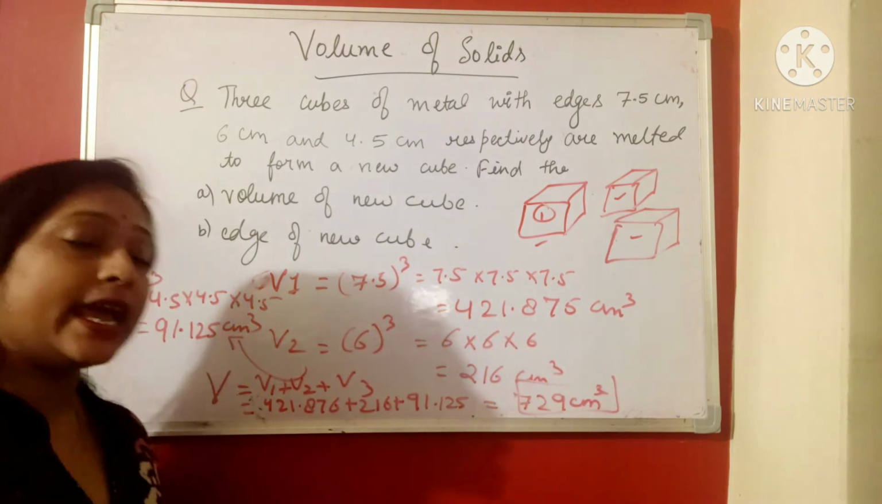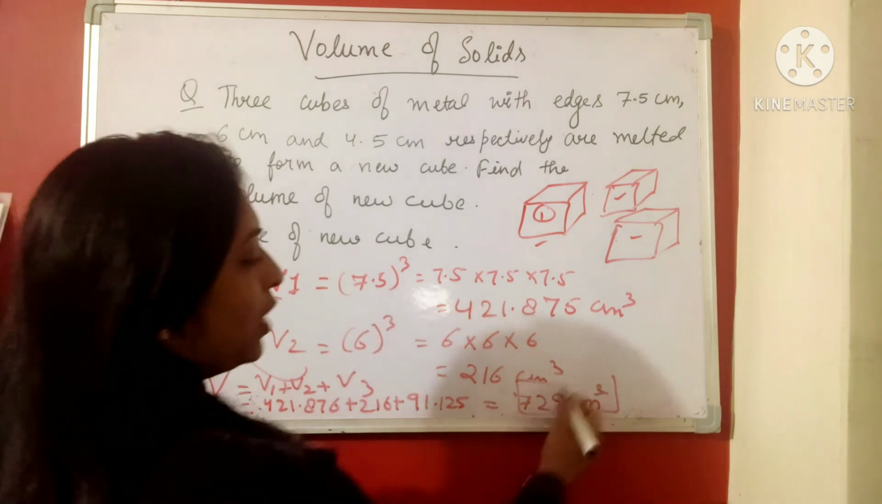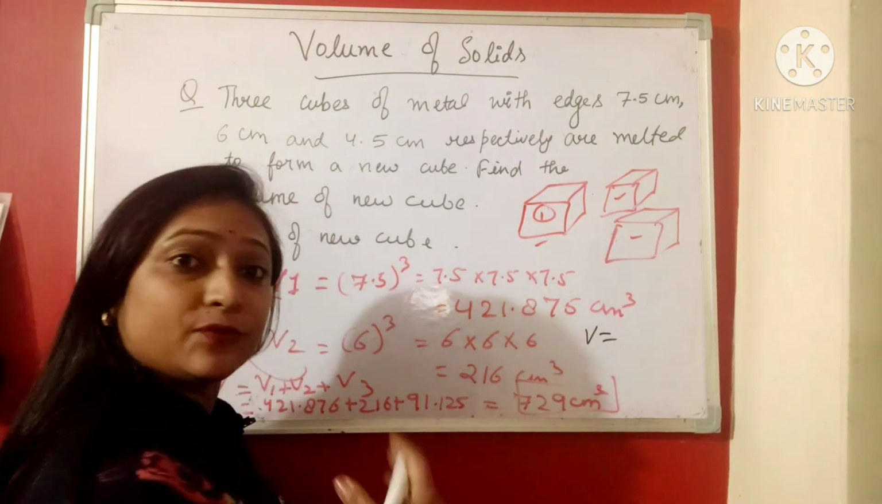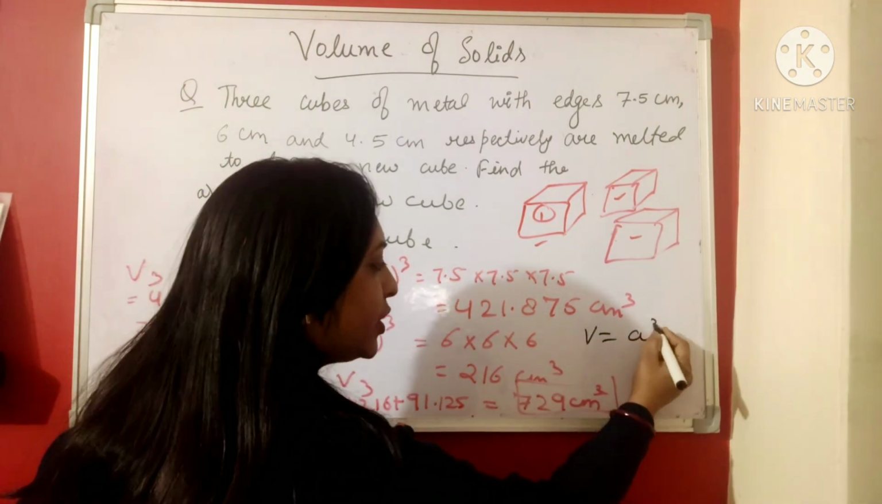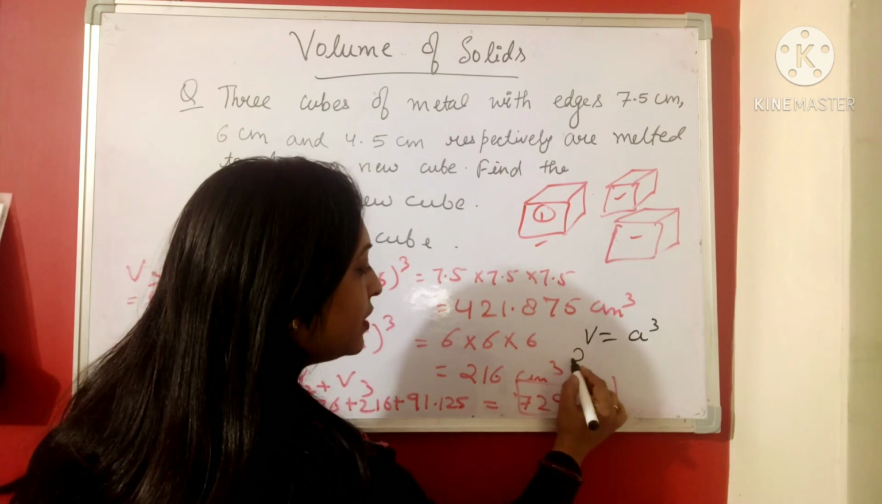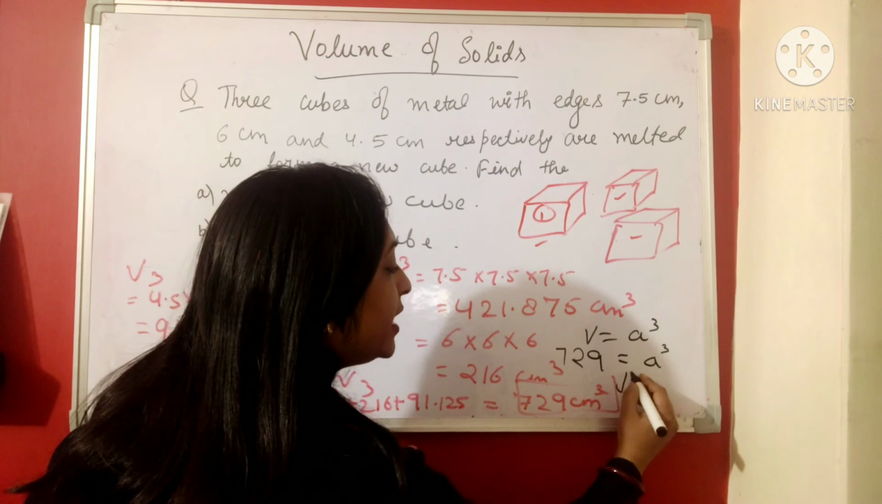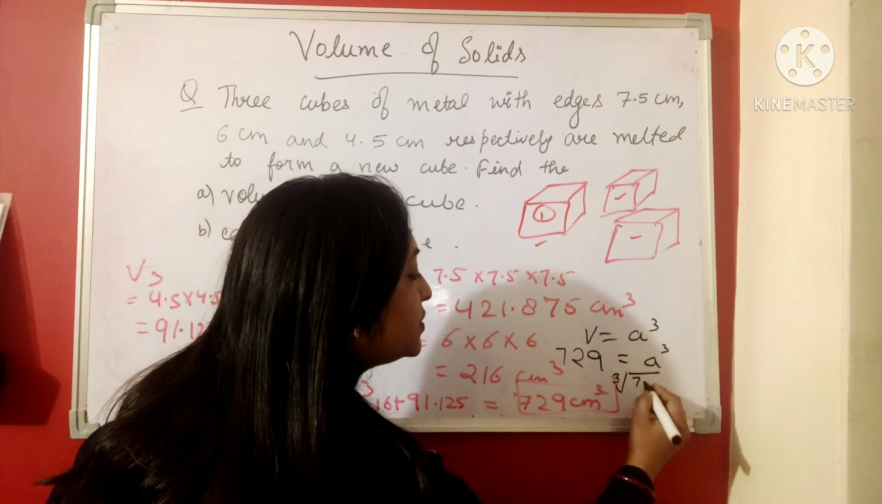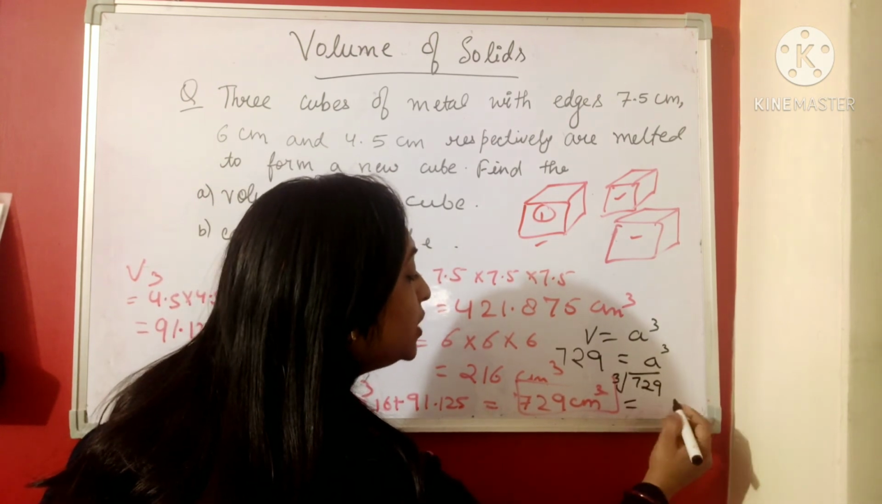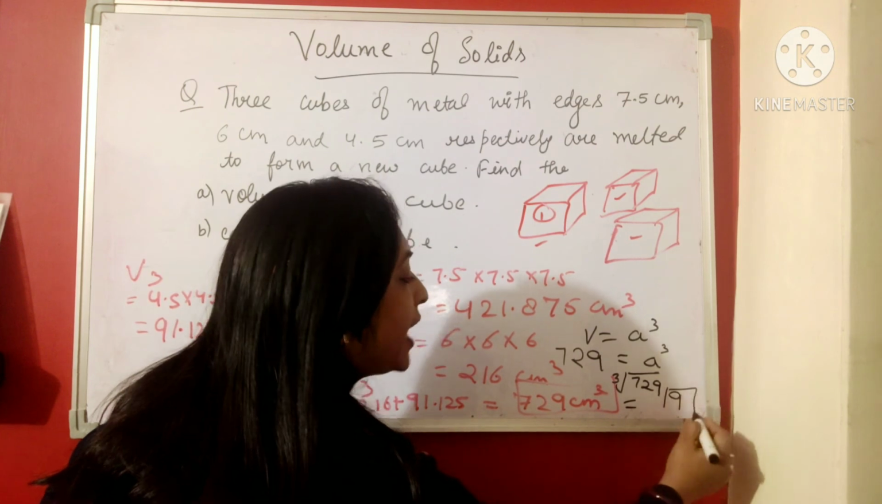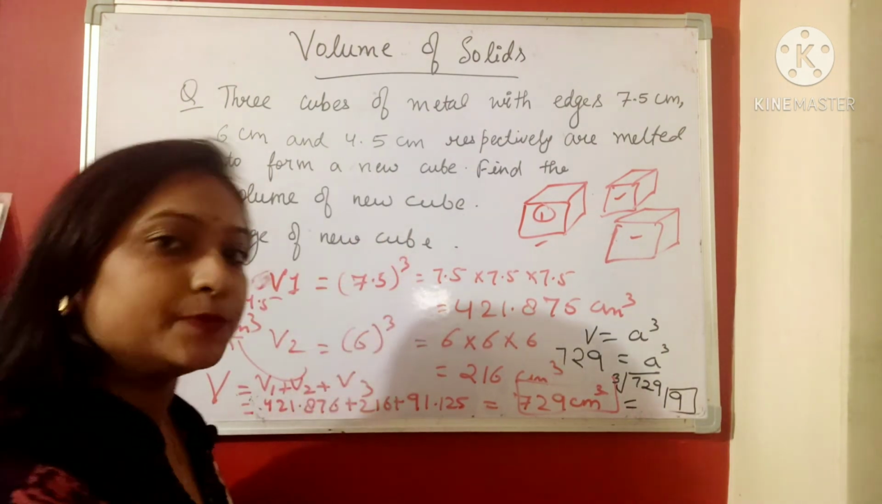Now what is the edge of this new cube? Now this is the volume of a cube and the formula of volume of a cube is a cube. So in place of volume we will write 729 equals a cube. So we have to find out the cube root of 729, which is equal to 9. So the edge of the larger cube becomes 9.